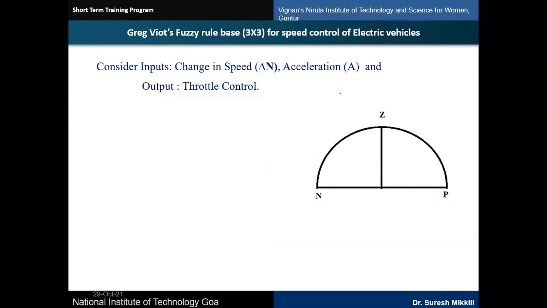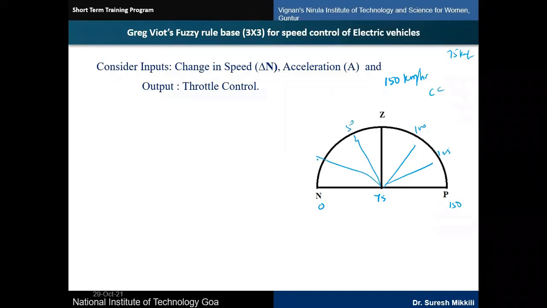Suppose I have considered a 150 cc bike, a Pulsar 150 cc, and I want to maintain 75 kilometers per hour. This is my 75 kilometers, this is zero speed, this is 150 kilometers, this is 100, this is 125, 50, 25. What I have considered is positive big, positive medium, positive small, zero, negative small, negative medium, negative big. So based on where the acceleration position is, how to control. Tomorrow I will explain these things.